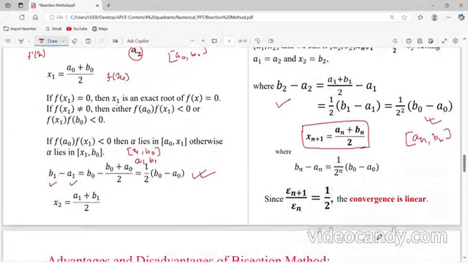And here, the convergence of the bisection method: since epsilon n plus 1 divided by epsilon n is equal to half, the convergence is linear. No need to prove it, we should just remember this line. So the convergence of the bisection method is linear.